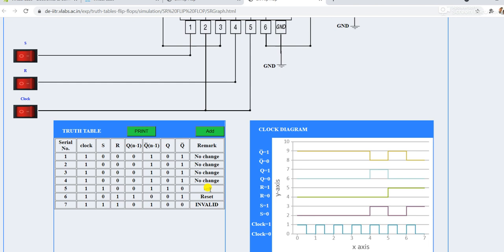The invalid condition means the forbidden state. We will solve this problem with the help of the D flip-flop, or you can say we will remove these two states, 0 0 and 1 1, in the case of the D flip-flop. So this is all about the SR flip-flop. In the next tutorial we will try to simulate the D flip-flop with the help of this simulator. Thank you.